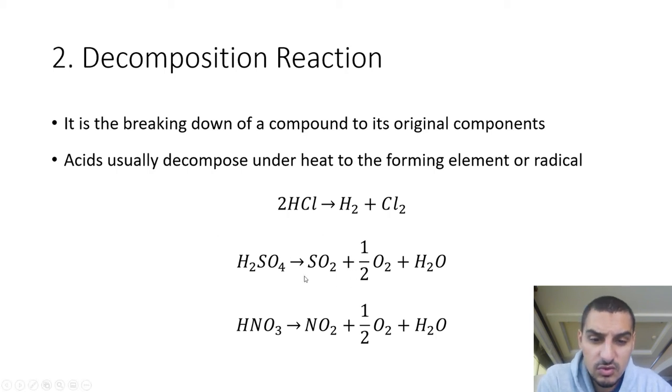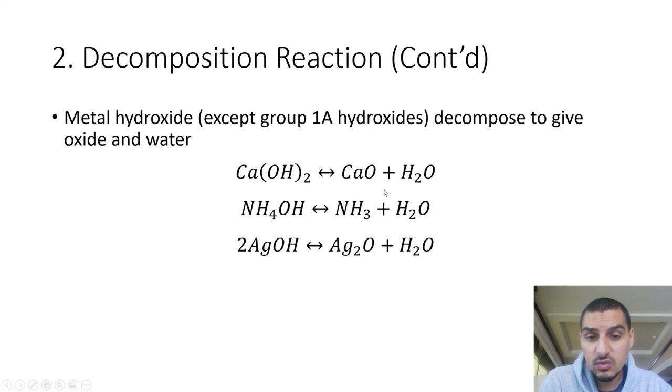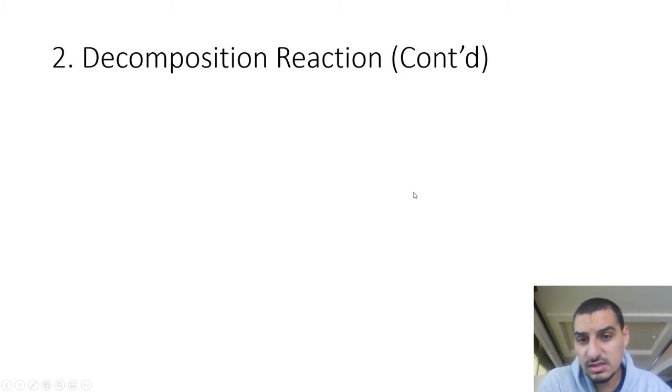Sulfuric acid would be broken into SO2, which is the sulfite, the oxygen and water vapor. Nitric acid into NO2, oxygen and water vapor. For bases, they produce the metal oxide and water. So calcium hydroxide produces calcium oxide, silver hydroxide produces silver oxide, ammonium hydroxide will produce ammonia and water. So this is how the bases are decomposed.